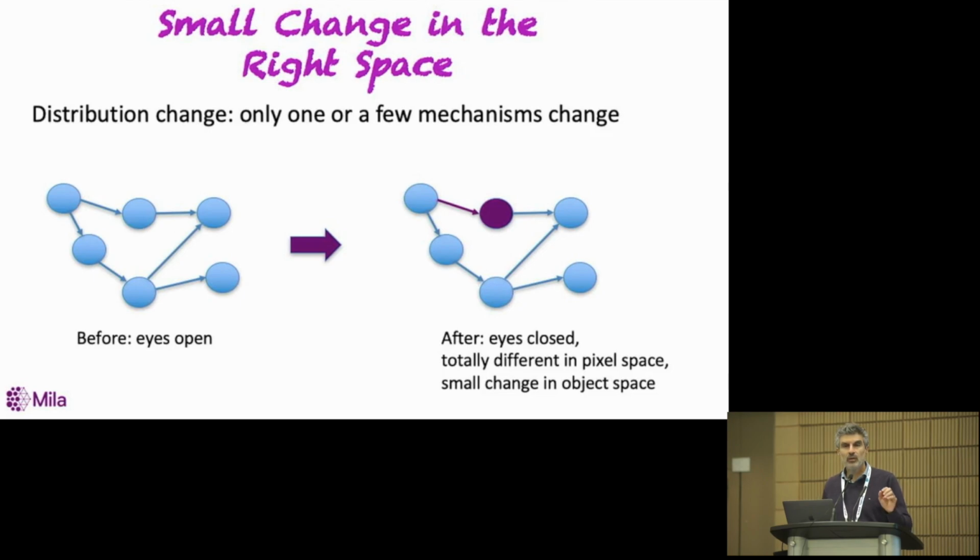For example, I shut my eyes right now, and pixel-wise, the world is very different. But it's only one bit that changed, right? So the pixel space is a really bad space to think about causality. It's a really bad space to modularize knowledge. But a high-level representation where my eyes are closed as one bit in the representation is a really good representation. Okay, so that's what we're after.